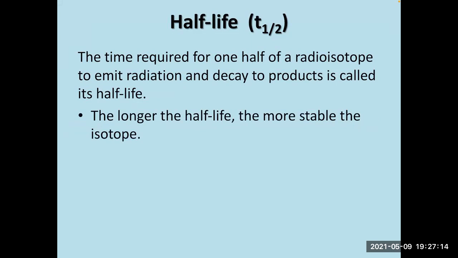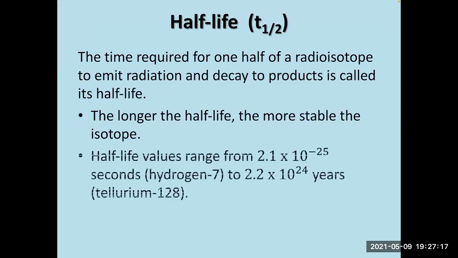If it decays in a really fast amount of time, it is very, very unstable and therefore much more damaging to life. So half-life values can range from 2.1 times 10 to the negative 25 seconds, which is hydrogen 7, to 2.2 times 10 to the positive 24 years, which is tellurium 128. So we can go from fractions of a second to millions of years, billions of years, and that will show us that range of stability.